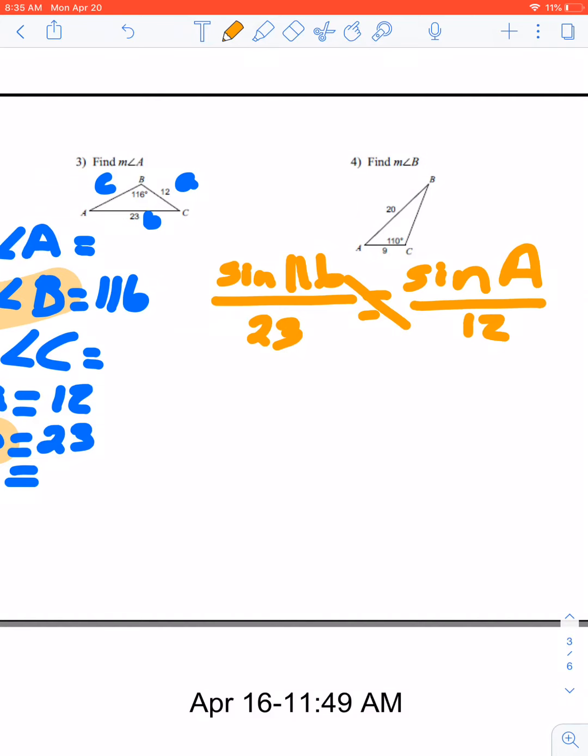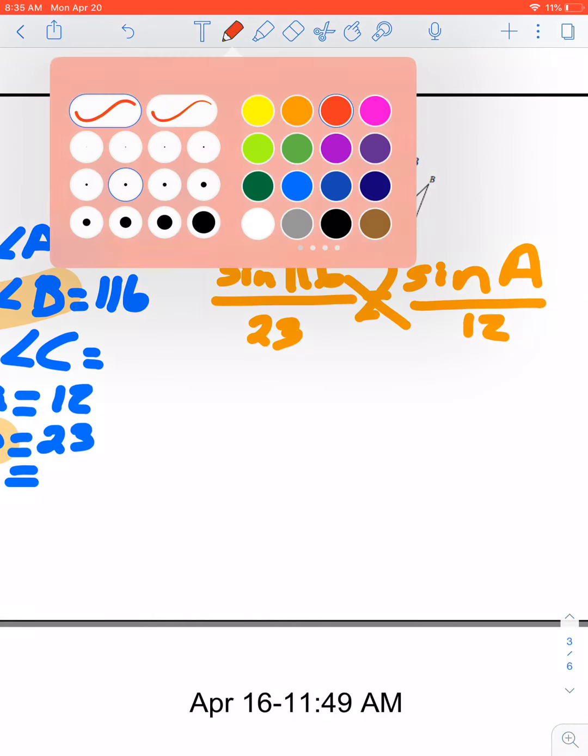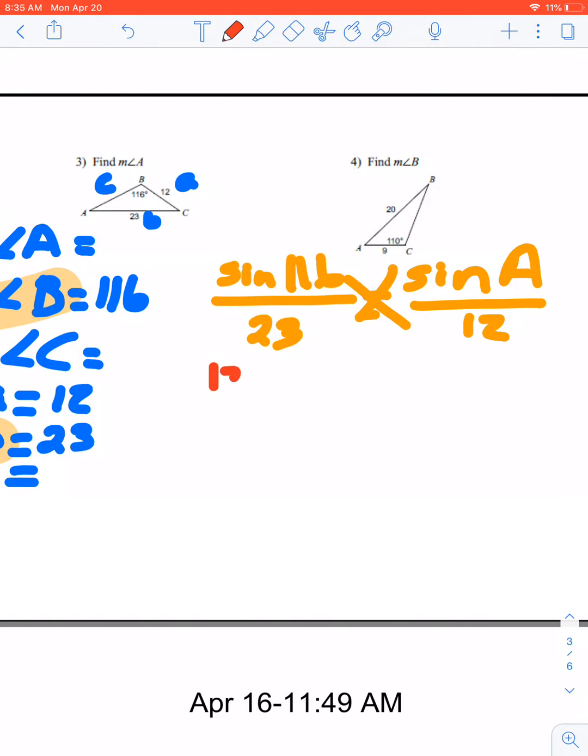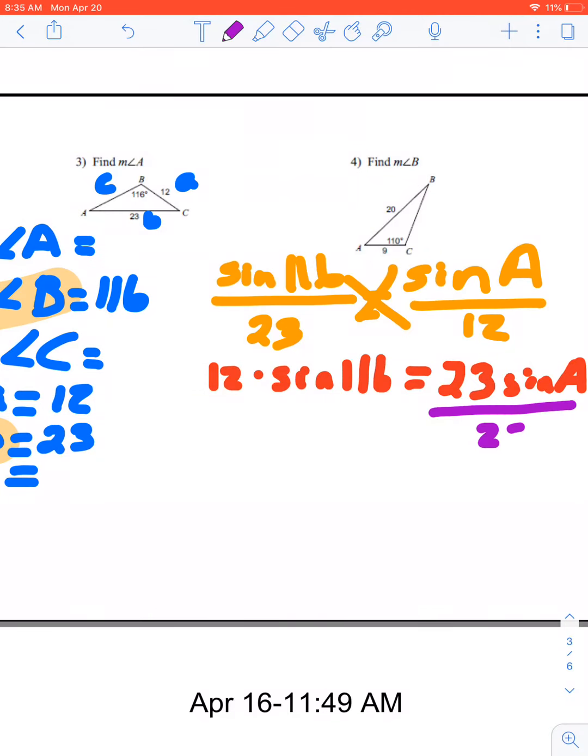So just like yesterday, I'm going to cross multiply to solve. So I get 12 times sine of 116 equals 23, not 32, 23 sine A. And just like before, I divide by what I didn't need. So here I'm going to divide by 23. A lot of people will try to divide by the sine, and you can't do that.